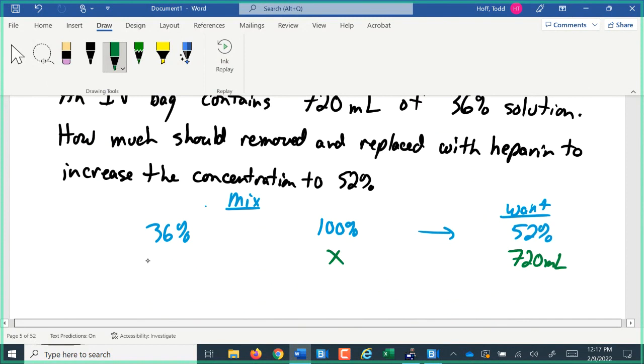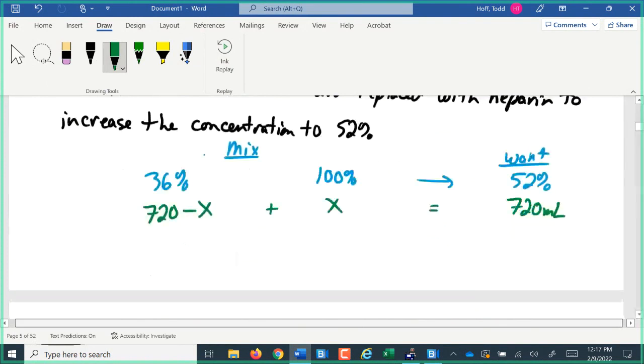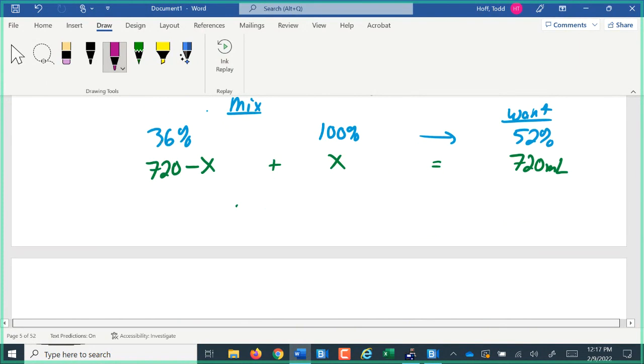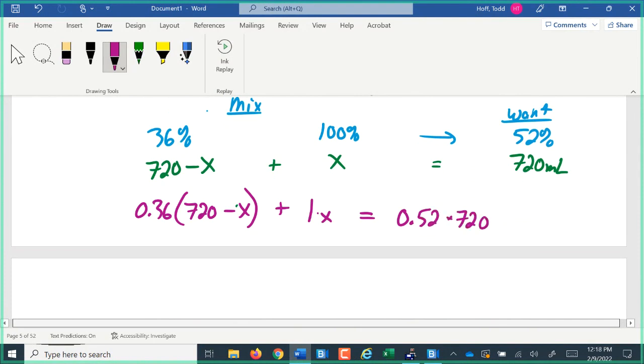We'll put X there. The amount of the 36% solution that remains in the bag will be the full amount, 720 milliliters, minus however much we had to remove, so minus X. So again, those have to add up to conserve the total volumes. Now we can write our equations. 0.36 for 36% times 720 minus X, plus 100% is just 1 times X, equals 0.52 times 720.